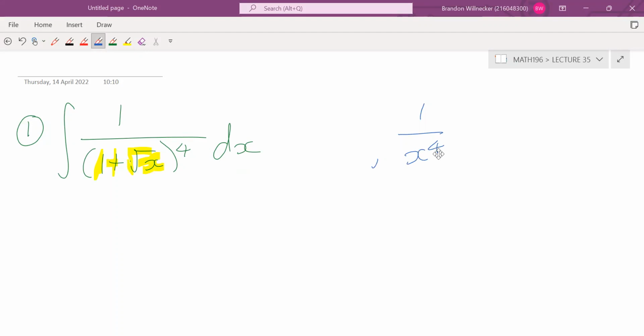But it's not just 1 over x to the 4, because we've got this inside function, the 1 plus root x, that's making it more complicated. So what we do is we try and get rid of that inside function. So how do we do that? We replace this inside function, the complicated part, with u. So u is equal to whatever that complicated part was, 1 plus root x.